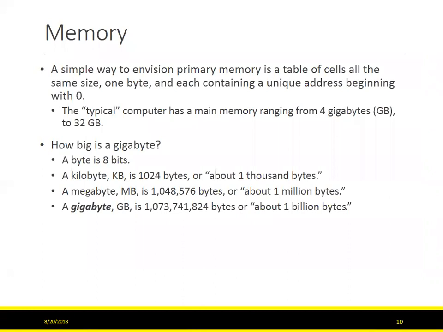It says, how big is a gigabyte? So a byte is 8 bits. A bit is 1 or 0. Okay. So on or off, 1 or 0. Okay. A byte is 8 bits. A kilobyte is 1,000 bytes, which is really 1024. Okay. Then a megabyte is a lot more. Then a gigabyte is a lot more than that.